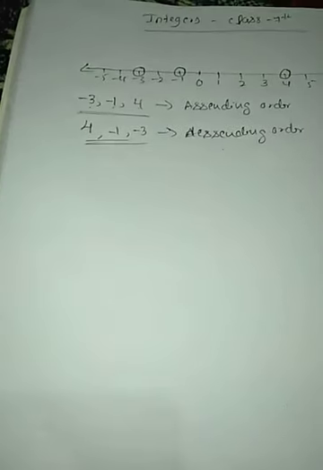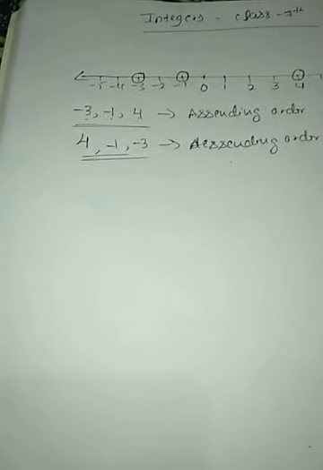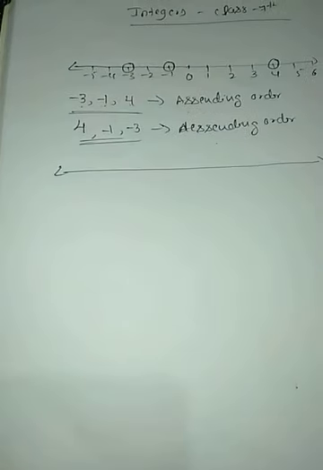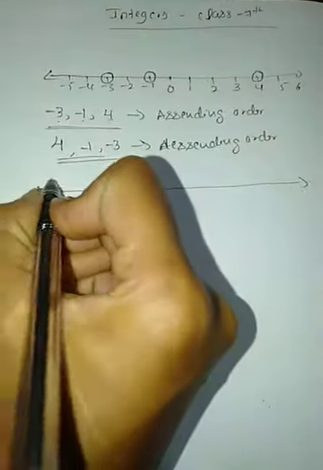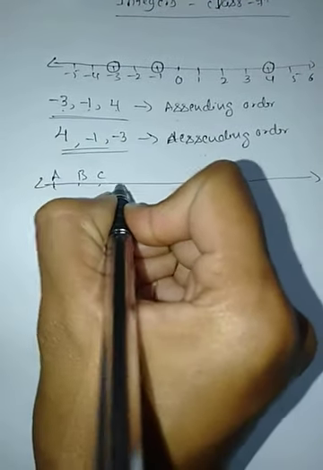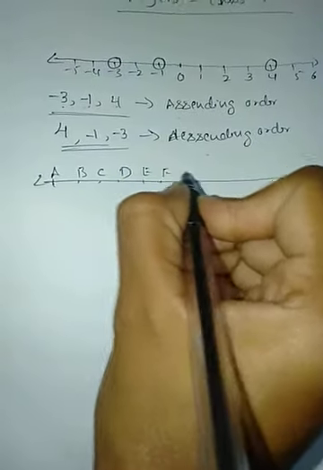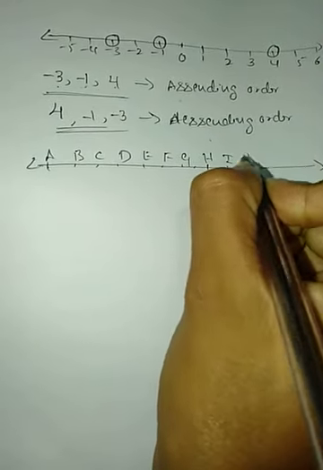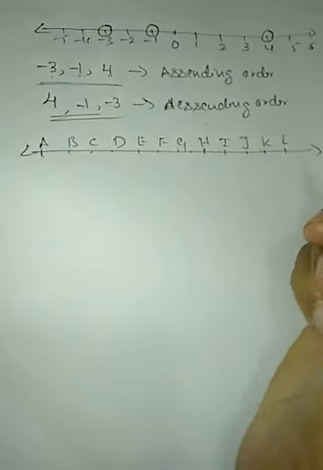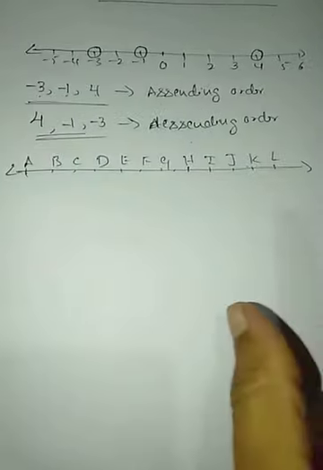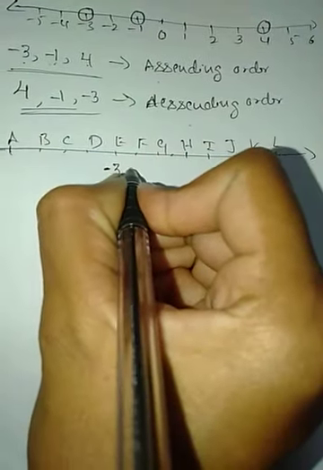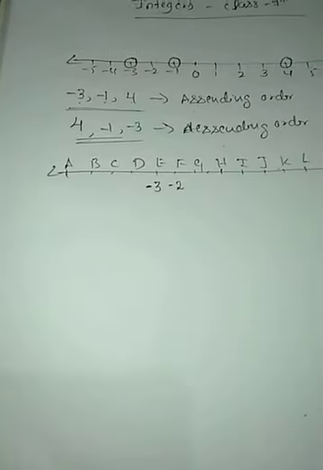So let us do one small activity. First draw the number line. Instead of numbers, I write alphabets from the first: A, B, C, D, E, F, G, H, I, J, K, L. Here I write any two numbers. For example, this is -3.